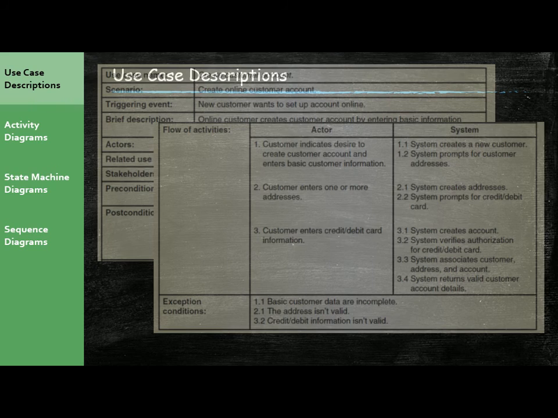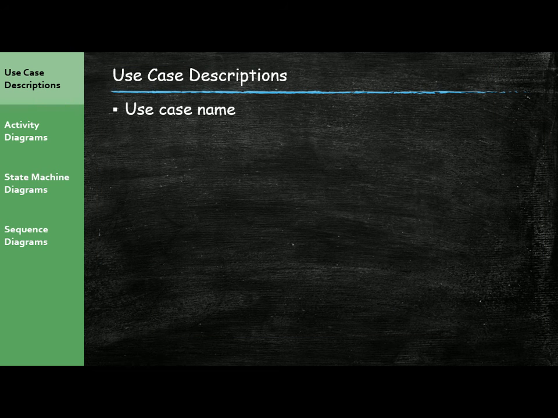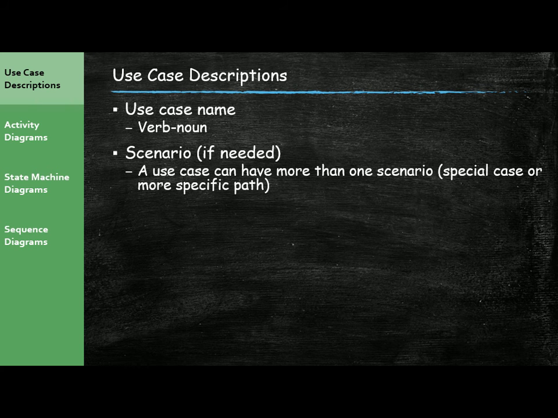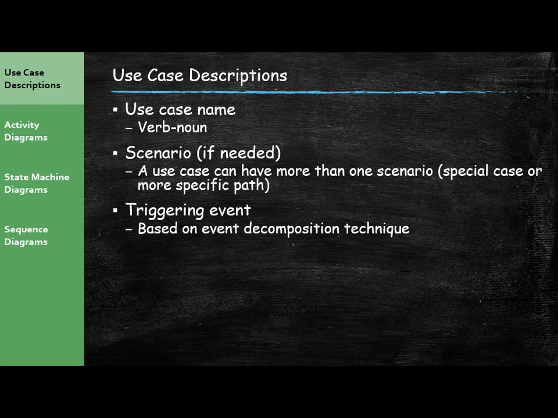So lots of stuff in there. Let's talk a little bit more in detail about each one of those sections. We have our use case name, which, as we already talked about in Unit 2, is a verb noun label. So does something, basically. The scenario, if it's needed, you don't always have to have a scenario, but if it's needed, you can have a scenario if it offers some clarity to the use case. You'll have some kind of a triggering event. So something that happened that caused this event to kick off.